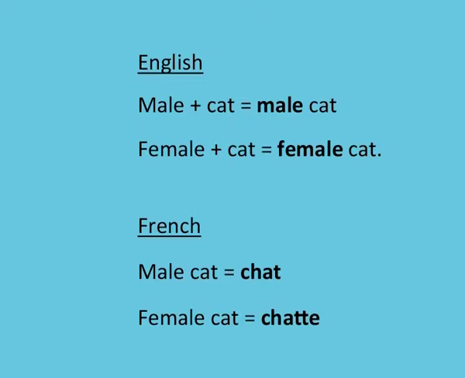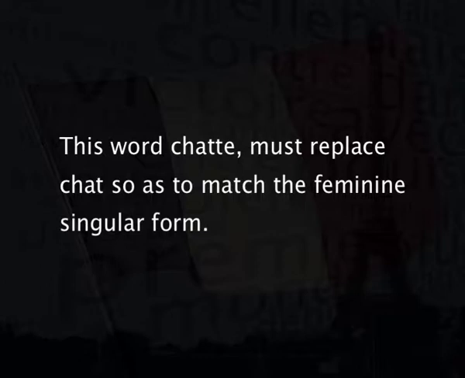In English, we add the words male or female before the word cat to distinguish between a male cat and a female cat. In French, there exists a separate word for a female cat. Chat is a male cat, while chatte is a female cat. This word chatte must replace chat so as to match the feminine singular form. Since chatte is a feminine word, the indefinite article must also change from un to une. Therefore, the correct feminine form would be c'est une chatte noire.